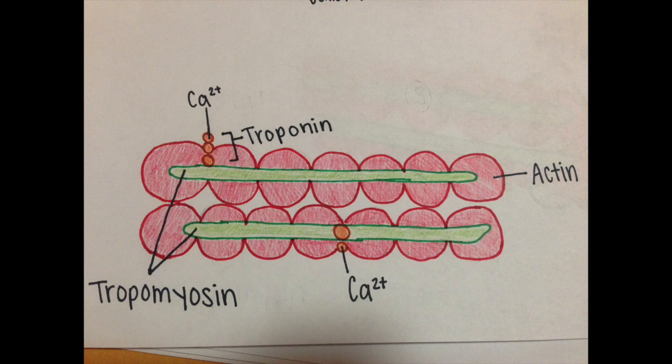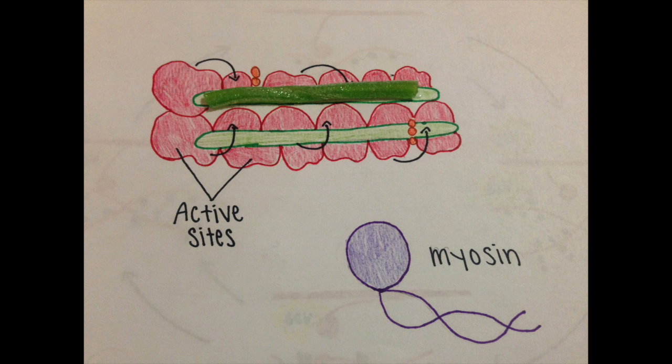They stick to the tropomyosin, blocking the binding sites. In order for everything to bond properly, tropomyosin has to change shape, so the active sites can be exposed. The active sites are the red dots shown in the picture.